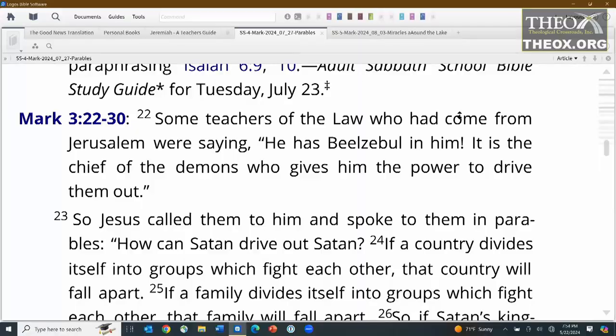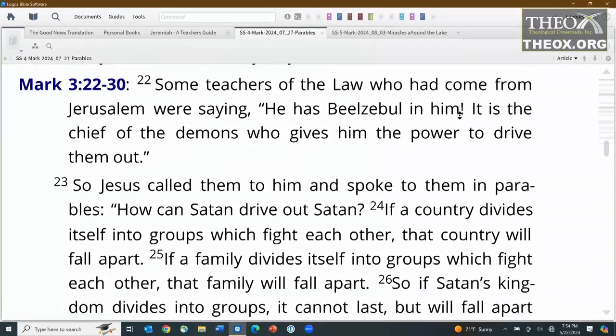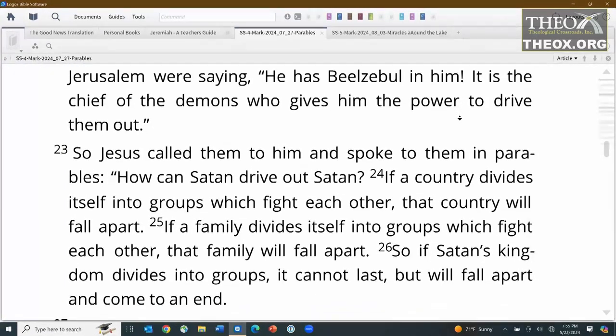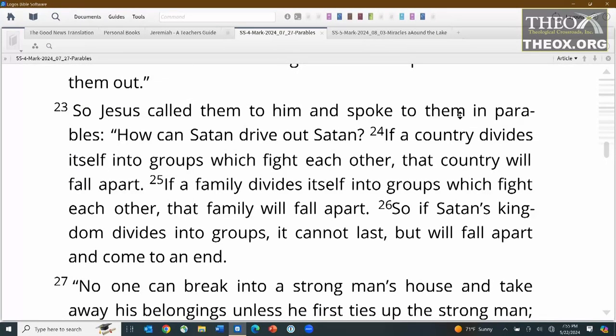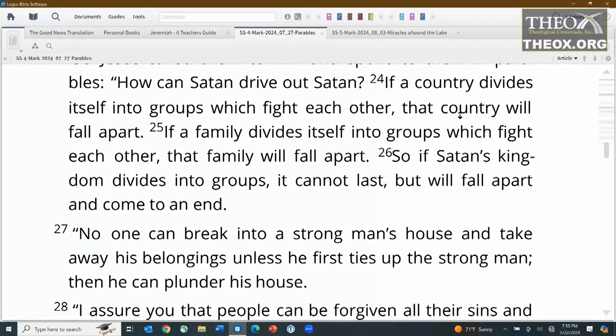"How can Satan drive out Satan? If a country divides itself into groups which fight each other, that country will fall apart. If a family divides itself into groups which fight each other, that family will fall apart. So if Satan's kingdom divides into groups, it will not last, but will fall apart and come to an end. No one can break into a strong man's house and take away his belongings unless he first ties up the strong man; then he can plunder the house.